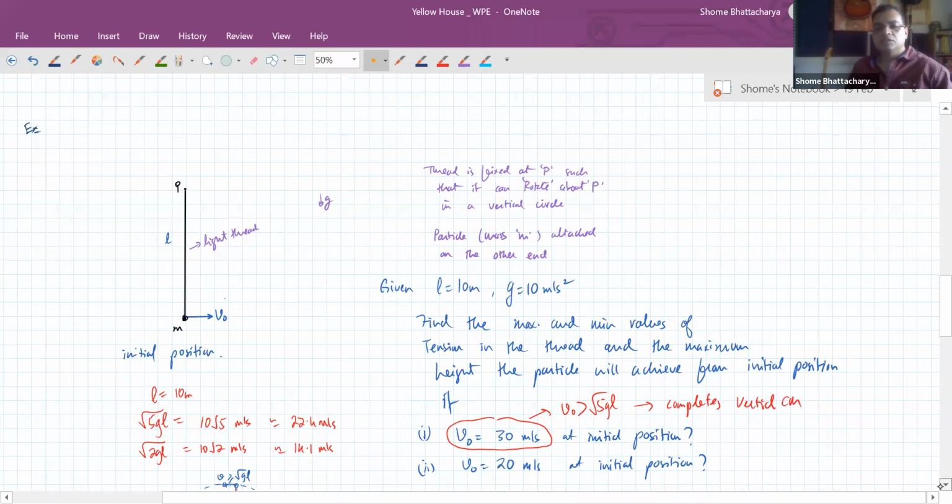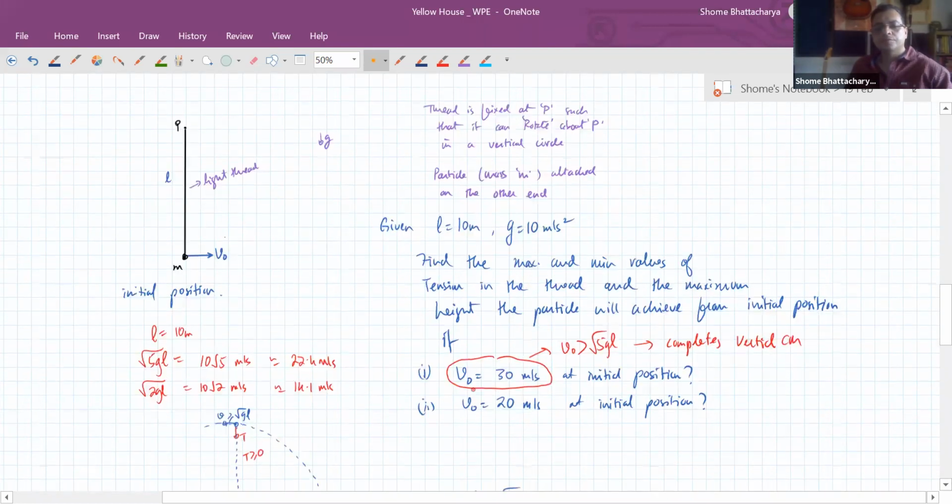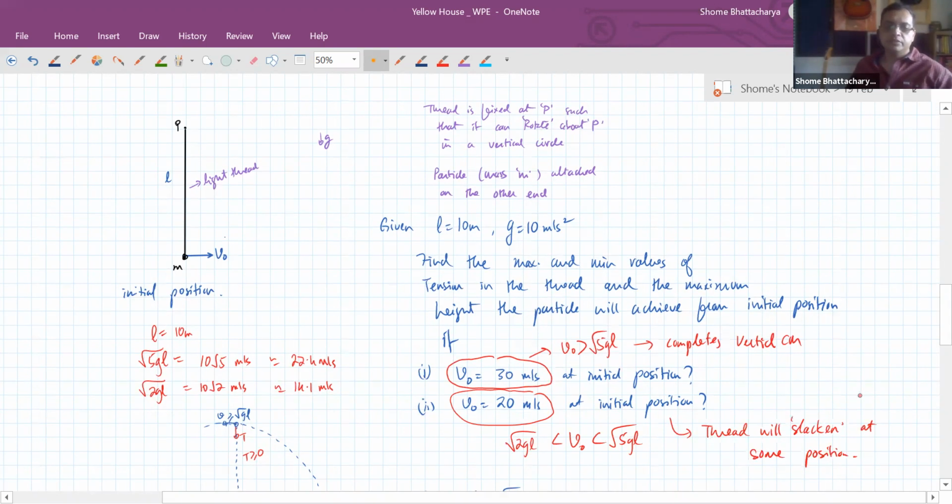Okay. Whereas this value that is given, it is greater than root 2 GL, but less than root 5 GL. So in this case, what will happen? The thread will slacken or it will become slack at some position. So each case has to be treated differently.